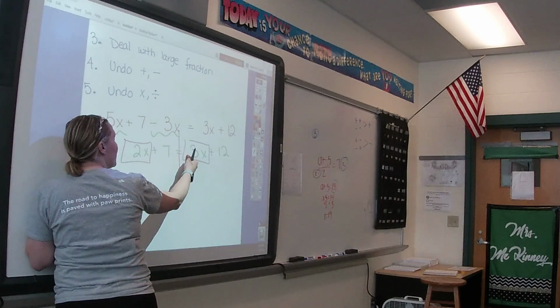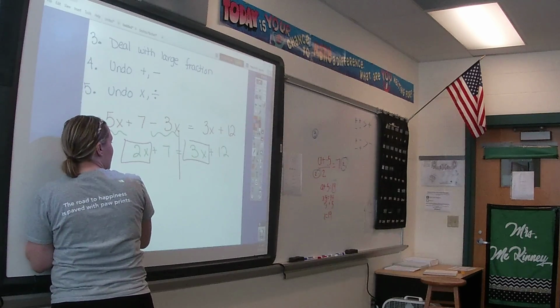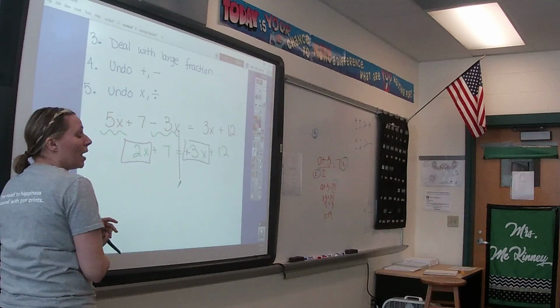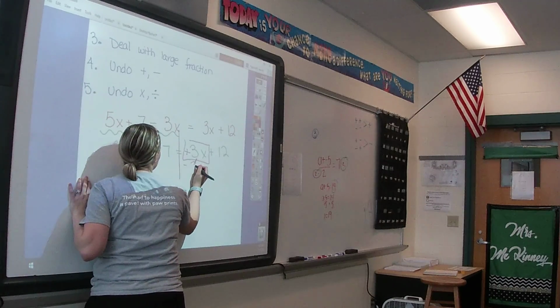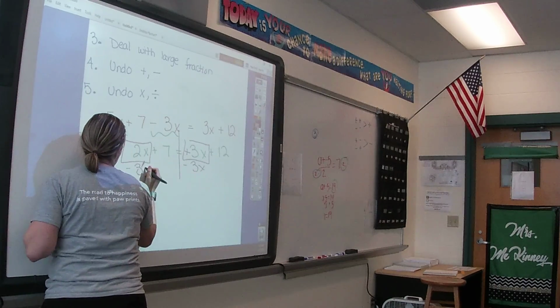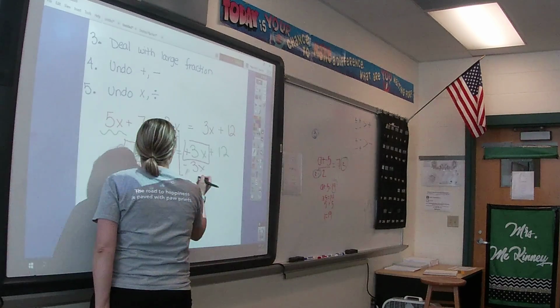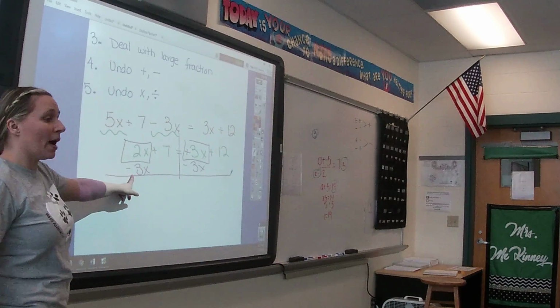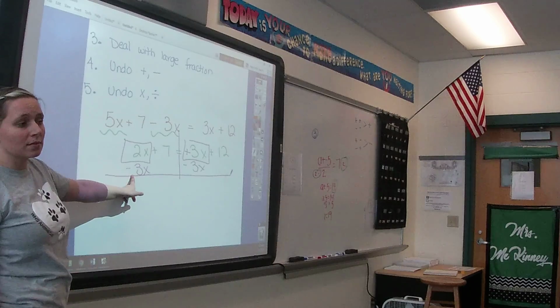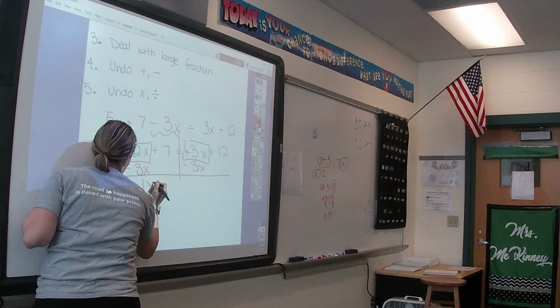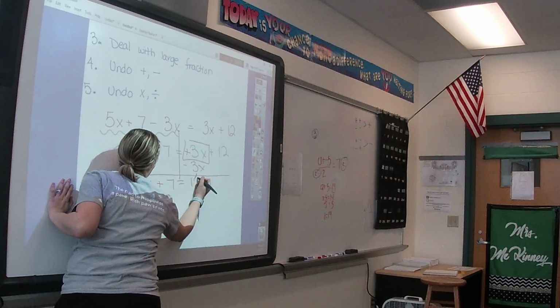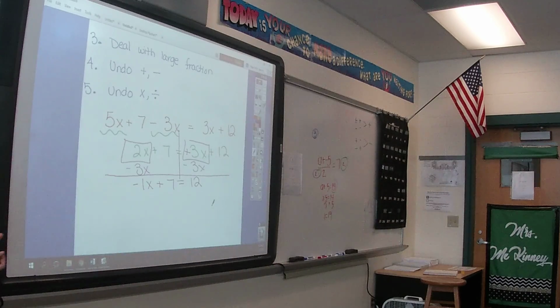So is this 3x positive or negative right now? Positive. What's the opposite of a positive? A negative. So what is 2x minus 3x? Everything else is just coming straight down.